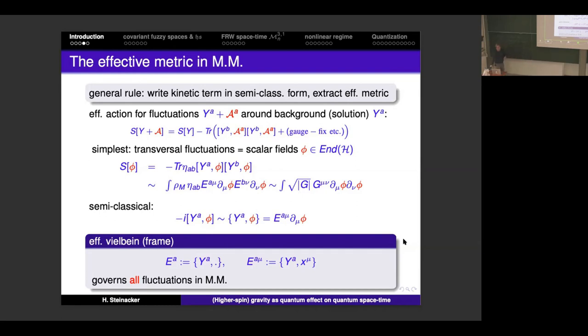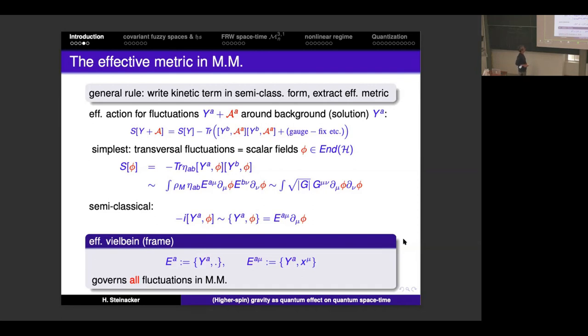So the idea to have in mind is that you split your 10 matrices like that. You have, for example, four tangential matrices which correspond to space-time, and the other ones you call phi. And these are transversal fluctuations. So let's focus on the action for these transversal fluctuations. It's extremely simple, because then you don't have complications, it's just that.